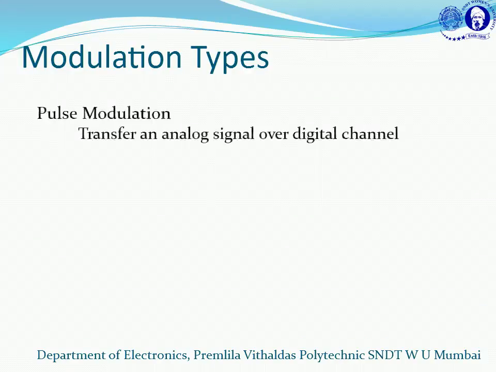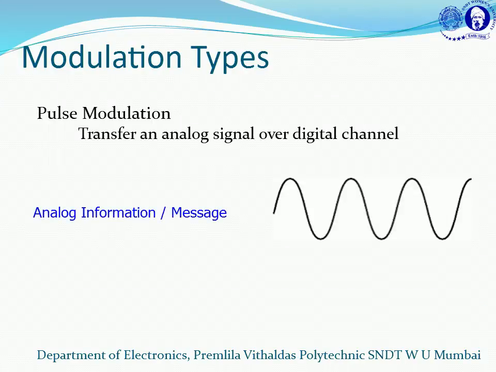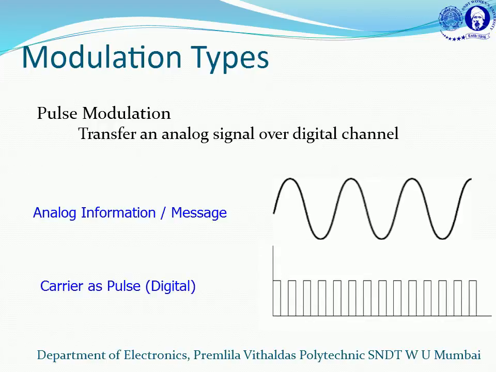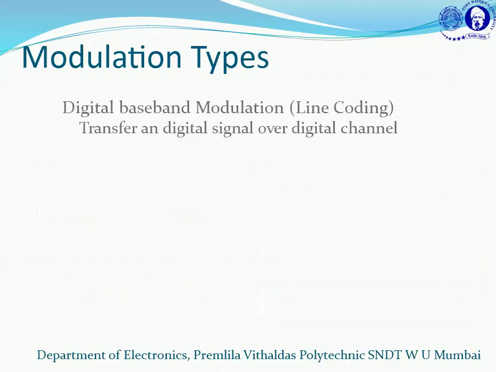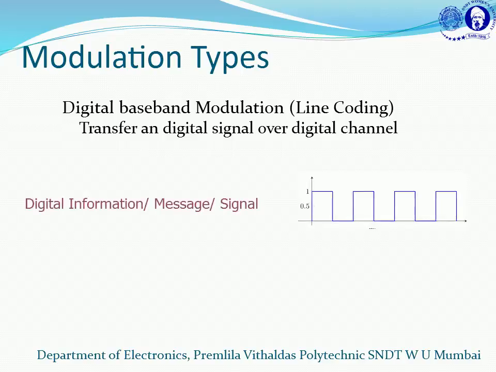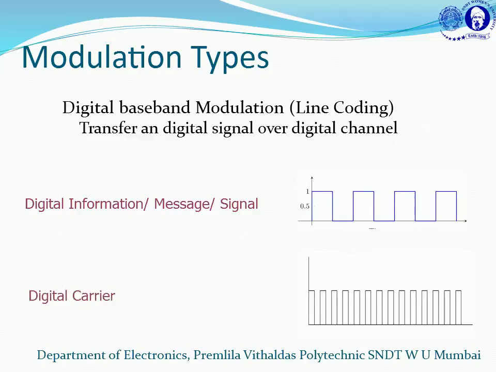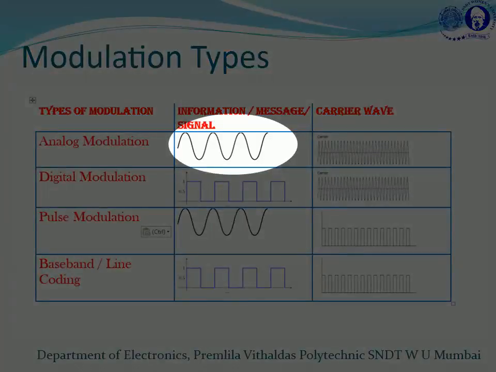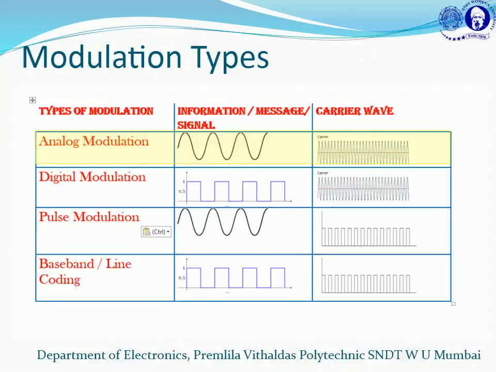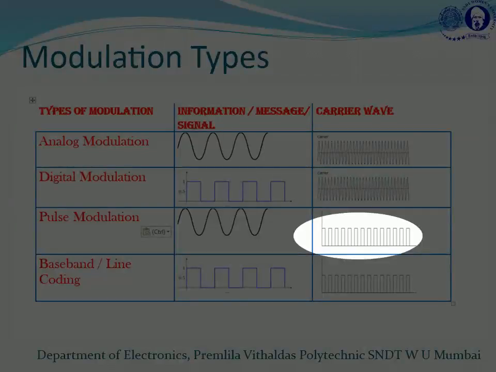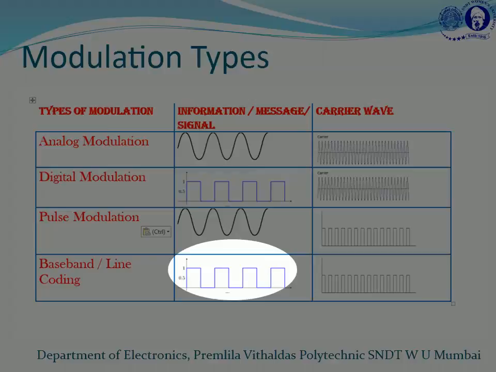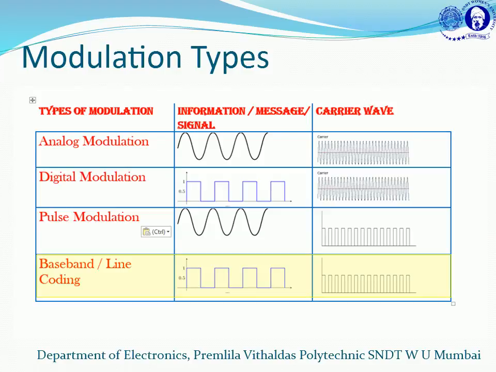Next one is pulse modulation, where we will be having an analog signal and the pulses will be digital. So we call it pulse modulation. This we also cover in our syllabus. And the last one is digital baseband modulation. Some people even refer to it as line coding. What happens in line coding? We will be having both signals digital: the information as digital, and the carrier will also be digital. Got it? So analog signal, analog channel, analog modulation; digital information, analog channel, digital modulation; analog signal, digital channel, pulse modulation; and both digital information as well as carrier digital, baseband modulation.